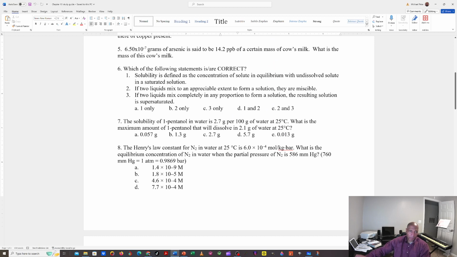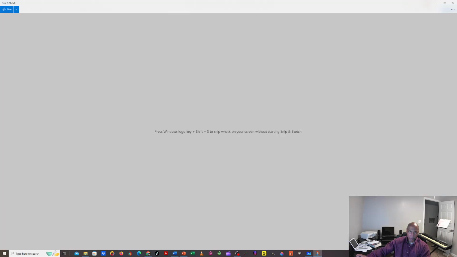All right, so number 7. The solubility of 1 pentanol in water is 2.7 grams per 100 grams of water at 25 degrees Celsius. What is the maximum amount of 1 pentanol that will dissolve in 2.1 grams of water? All right, so let me go ahead and screen snip this bad boy.